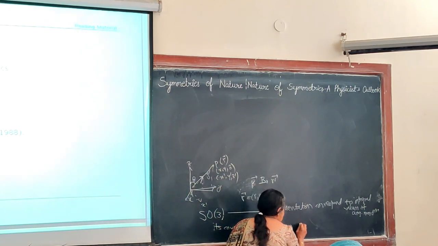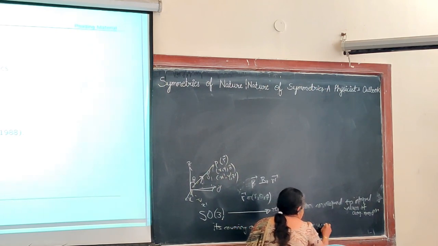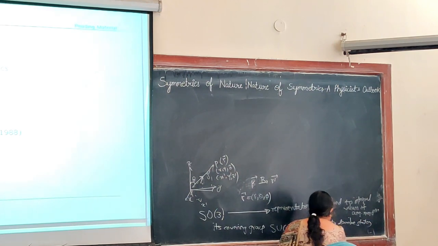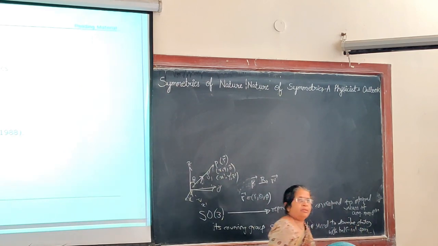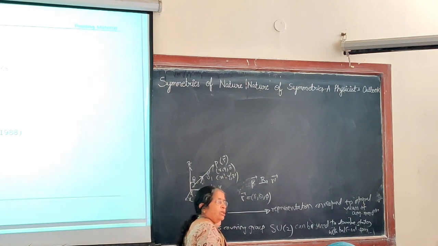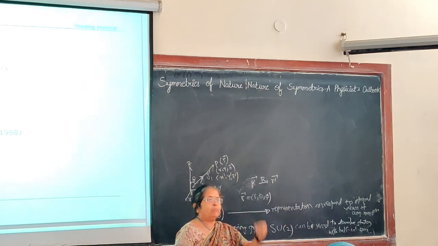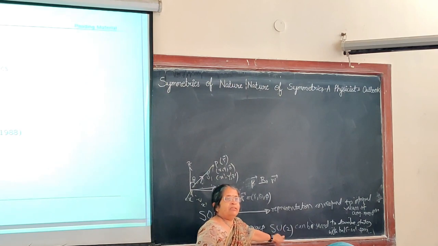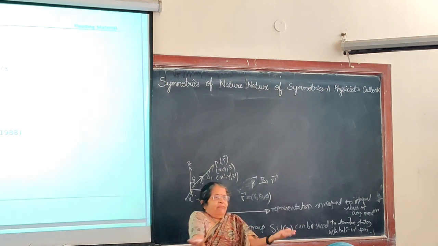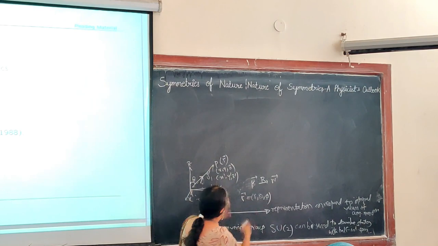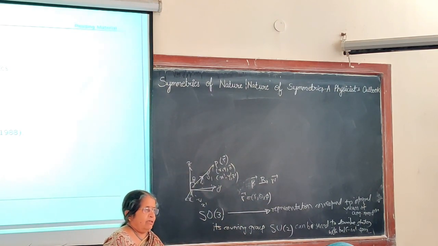Whereas SU2 can be used to describe states with half integral values. Spin half electron: what is its representation? What is the representation of SU2, which will give me the transformation properties about how a spin half state will transform under the rotation of the coordinates? That is told to me by SU2. And spin half electron is bread and butter of calculating hydrogen atom spectrum. So this is the relationship which Wigner had figured out.